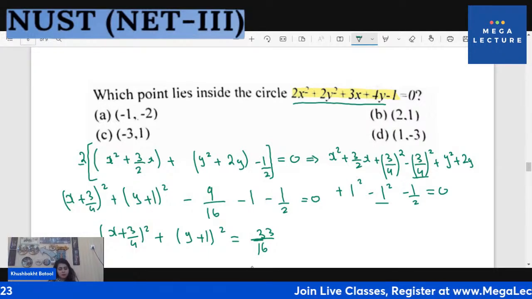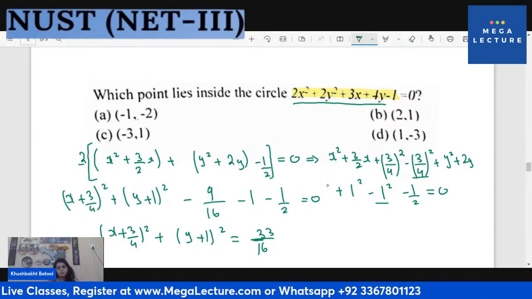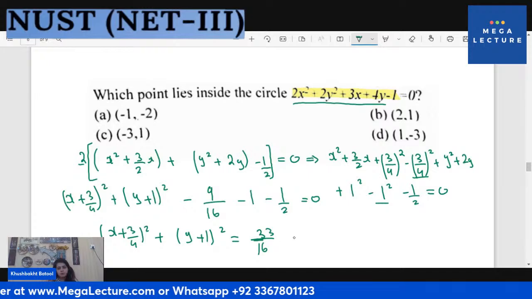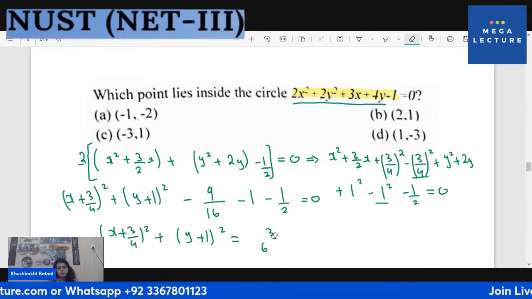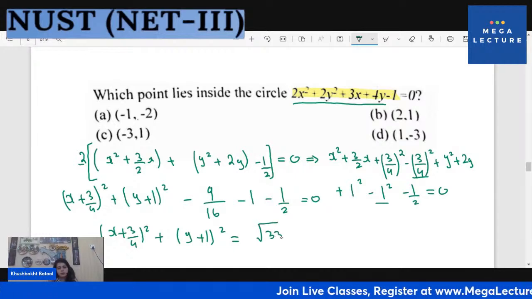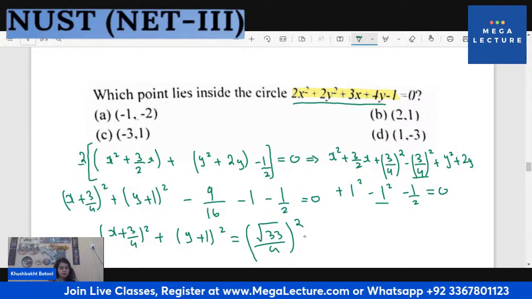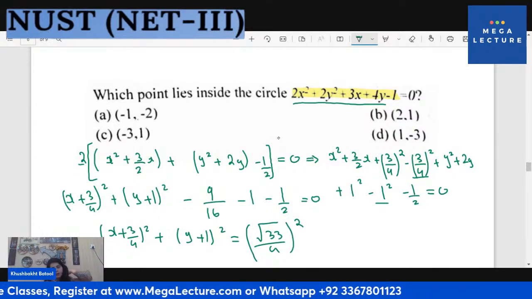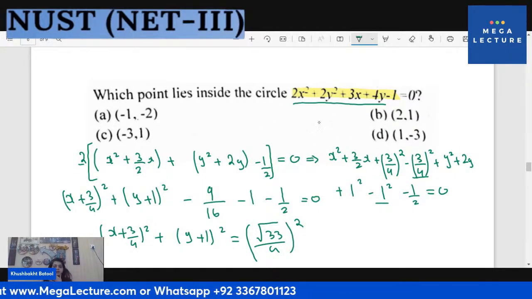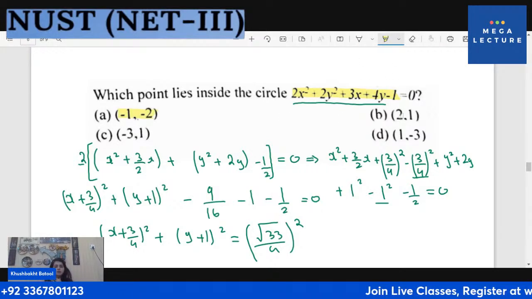And the radius is going to be obviously the root of this answer. So I can write it as root 33 by 4 whole squared. Alright, this is my circle. Now, which point lies inside the circle? Now I have 4 options: minus 1, minus 2; 2, 1; minus 3, 1; 1, minus 3.